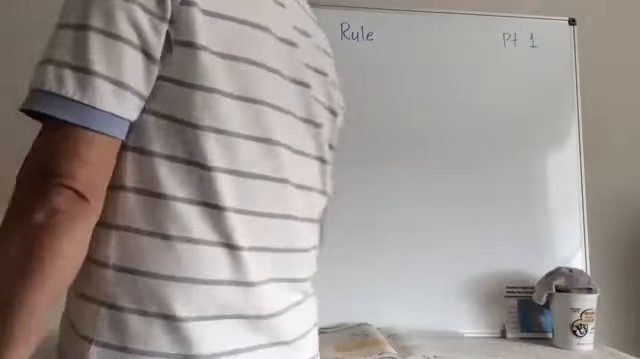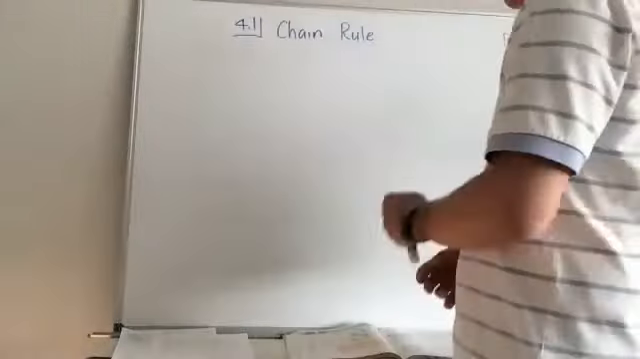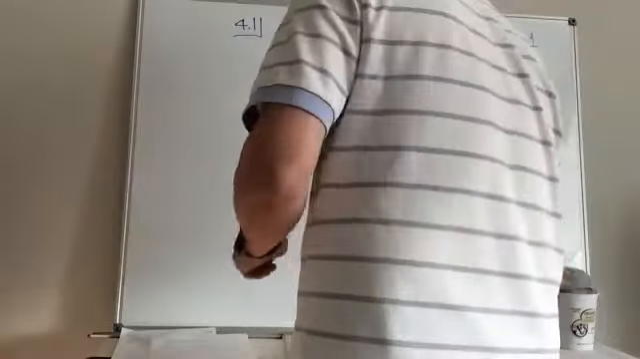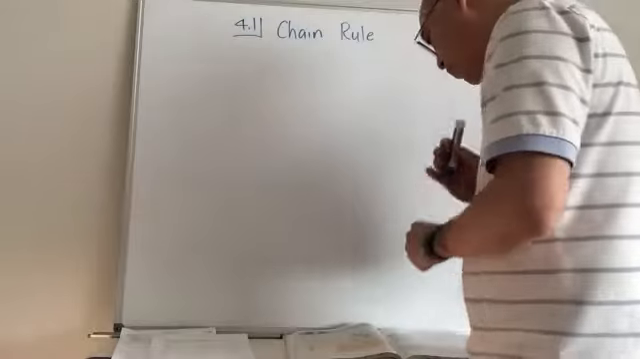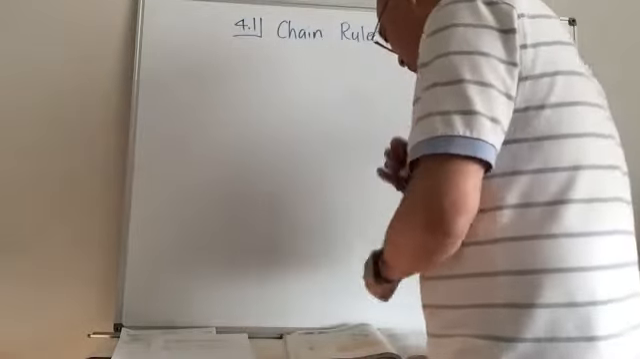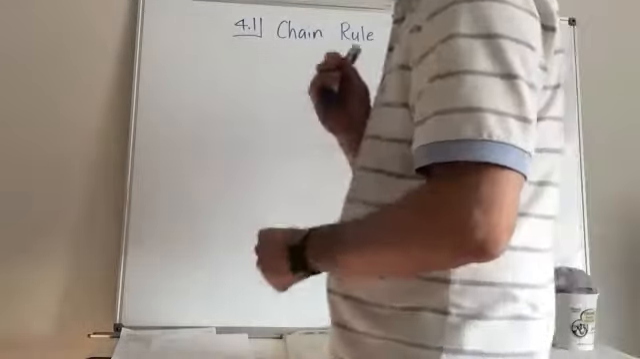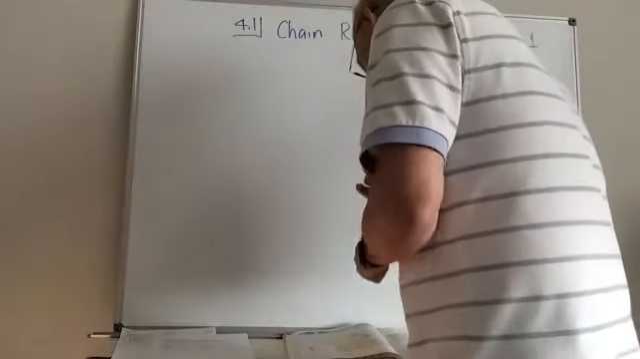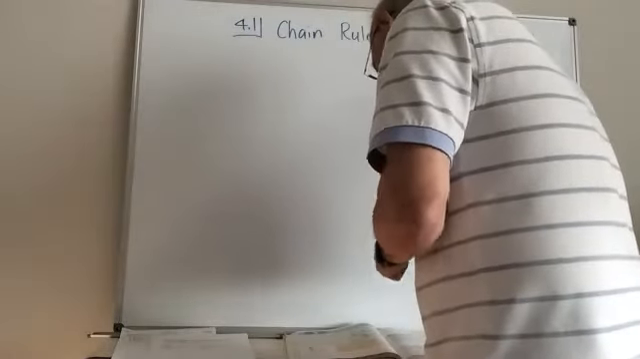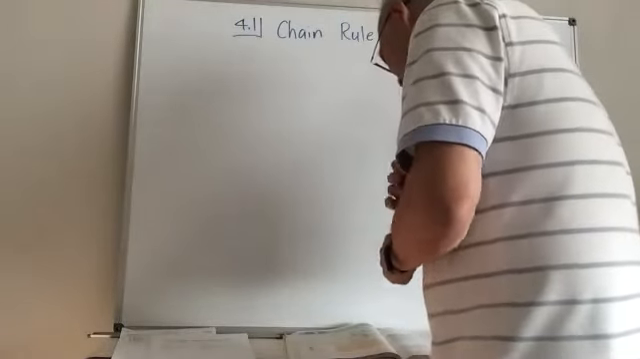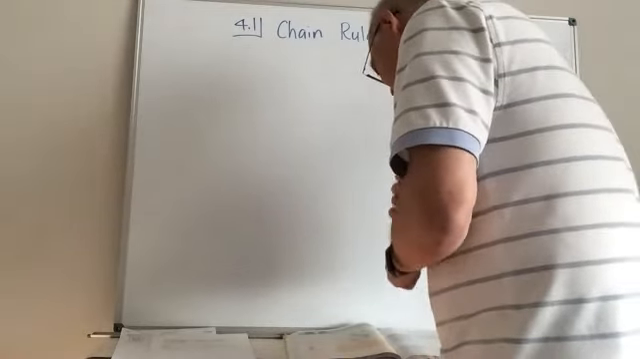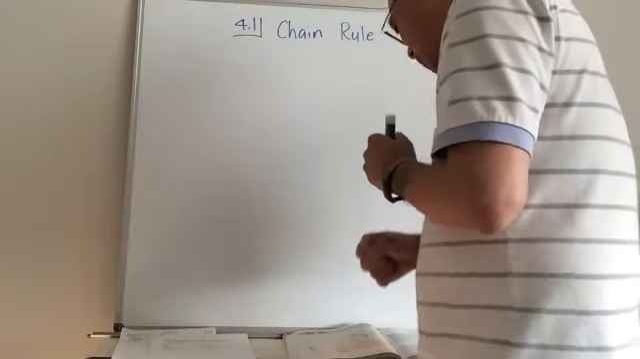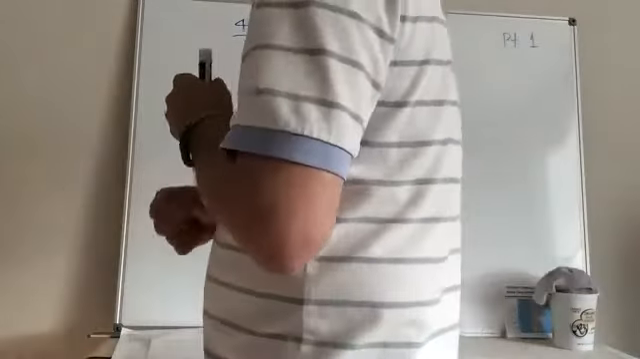Okay, we're going to do the chain rule today. The chain rule, chapter 4, is where we're going to take a deeper dive into derivatives. So 4.1 we'll do the chain rule, and then 4.2 we'll do implicit derivatives. And then 4.3 is derivatives of inverse trig functions. And then 4.4 will be the derivatives of exponential and logarithmic functions.